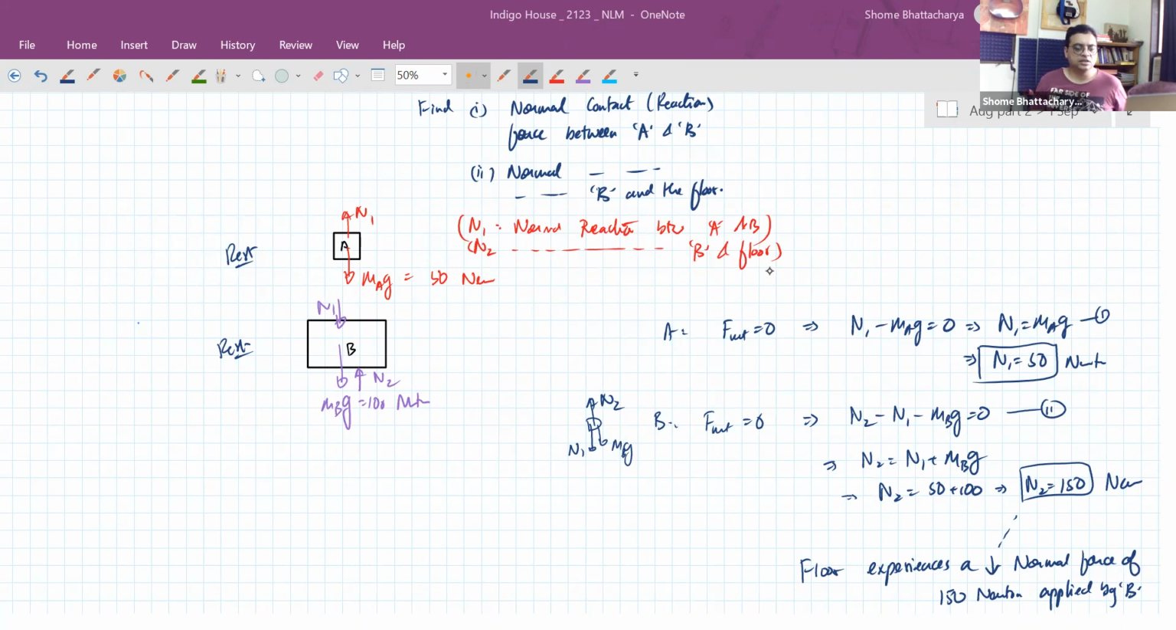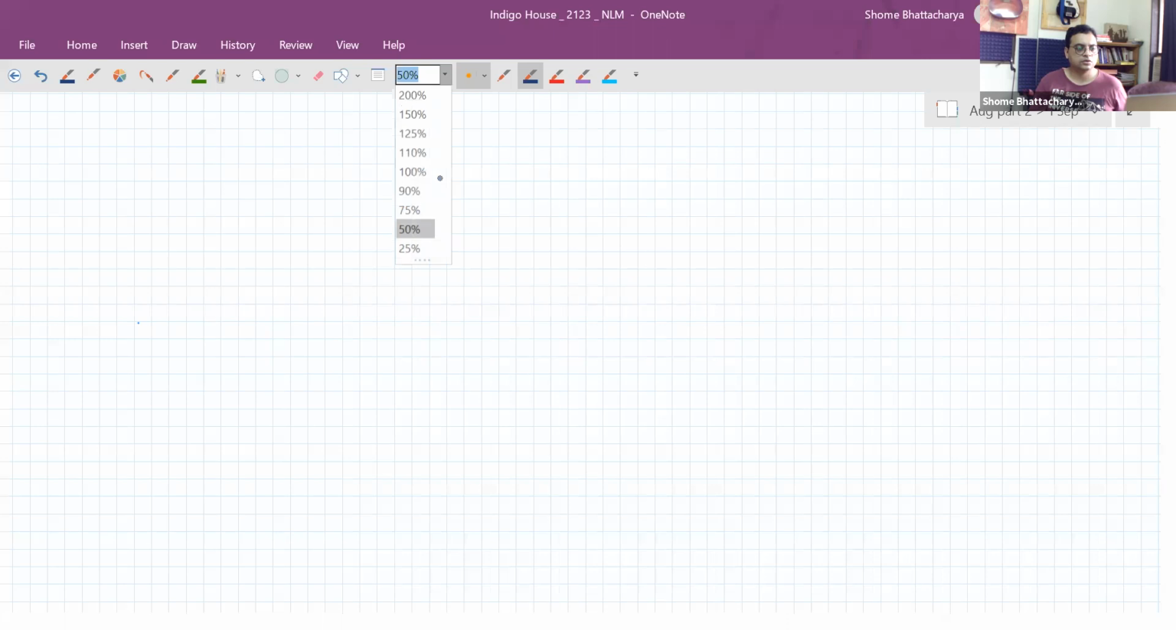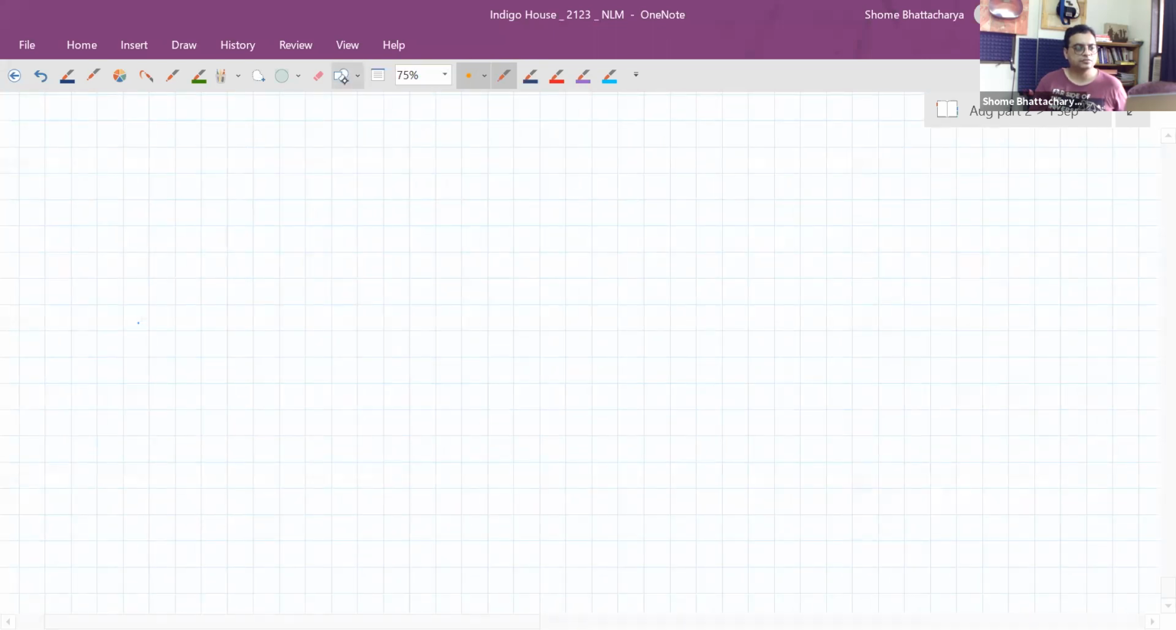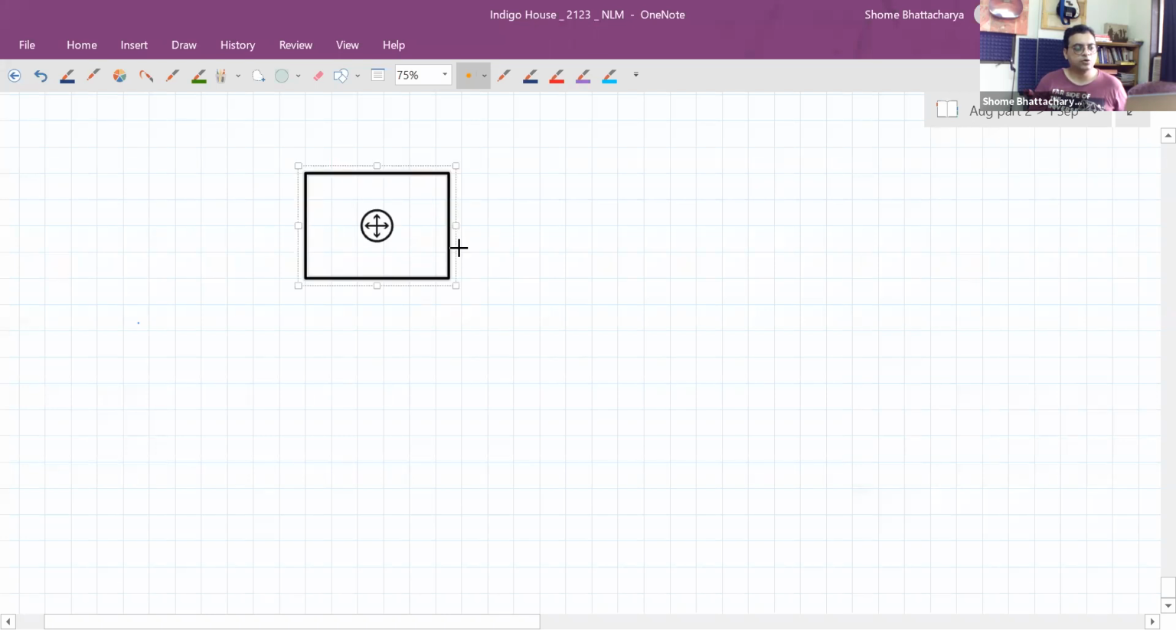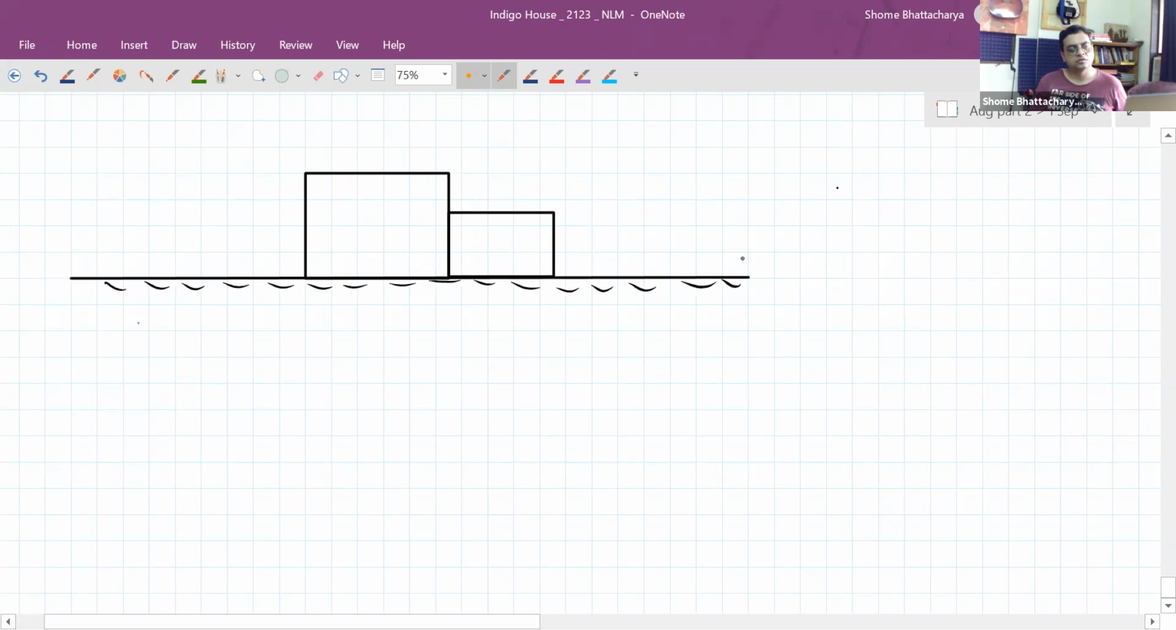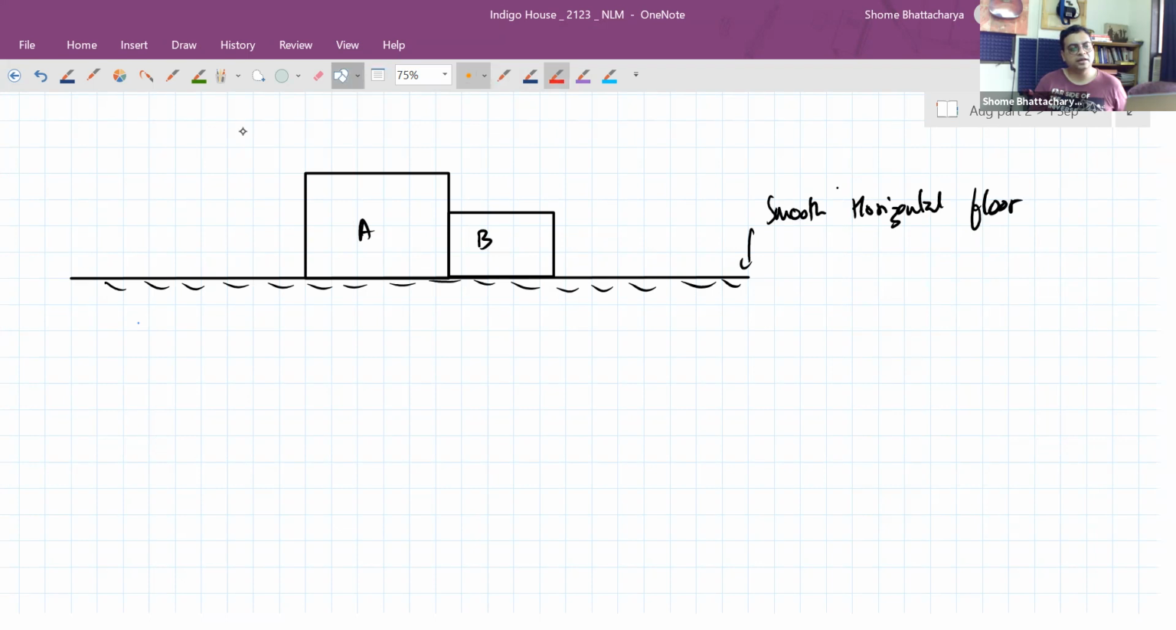Okay, now let's see another interesting case of normal reaction force or normal contact force. This time we'll take this kind of situation. There are two blocks which are against each other. This system is on a smooth horizontal surface. Now we are applying an external force horizontally on A like this.